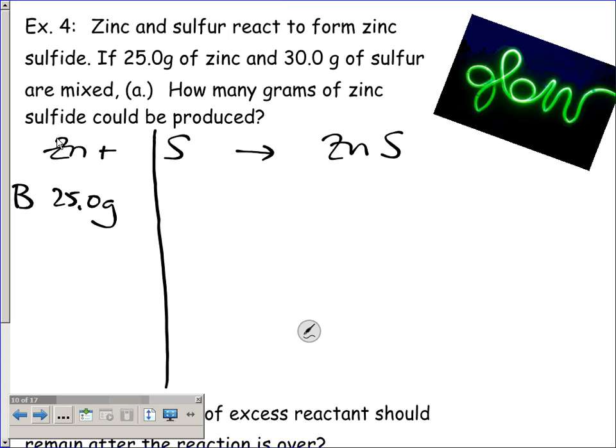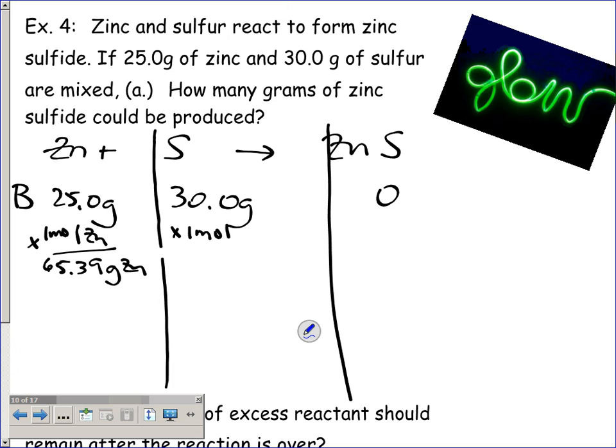I'm going to do it below it because I don't really have a lot of space. So 1 mole of zinc weighs 65.39 grams, and 1 mole of sulfur weighs 32.00 grams. All right, so before the reaction, I have 25 divided by 65.39. Can you give me one more decimal? 0.382. Never truncate too early, because then you'll have rounding error at the very end. Okay, so before the reaction, I have 0.382 moles of zinc.